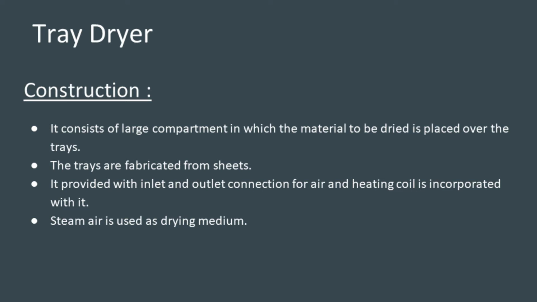First, we will see the principle of the tray dryer. In the tray dryer, the hot air is continuously circulated to remove moisture by forced convection heating. Now we will see the construction of the tray dryer.